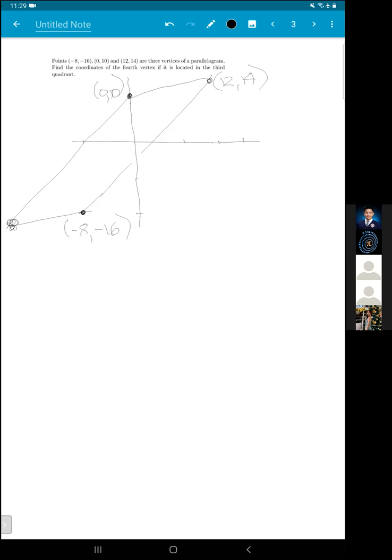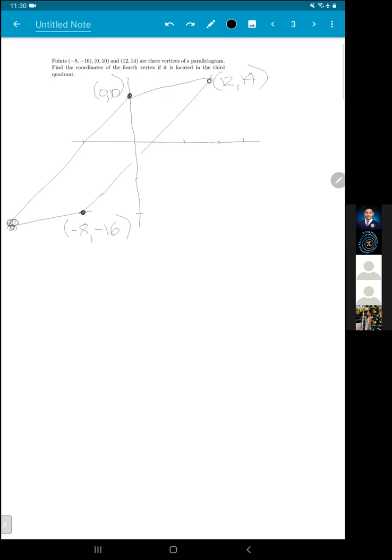Now, I want you to try this solution. This is the fastest way of solving this problem. You count how many units you have to go from this point to this point, vertically and horizontally. Down, and then to the left. That's also what you do. Down, then to the left. That's very fast.